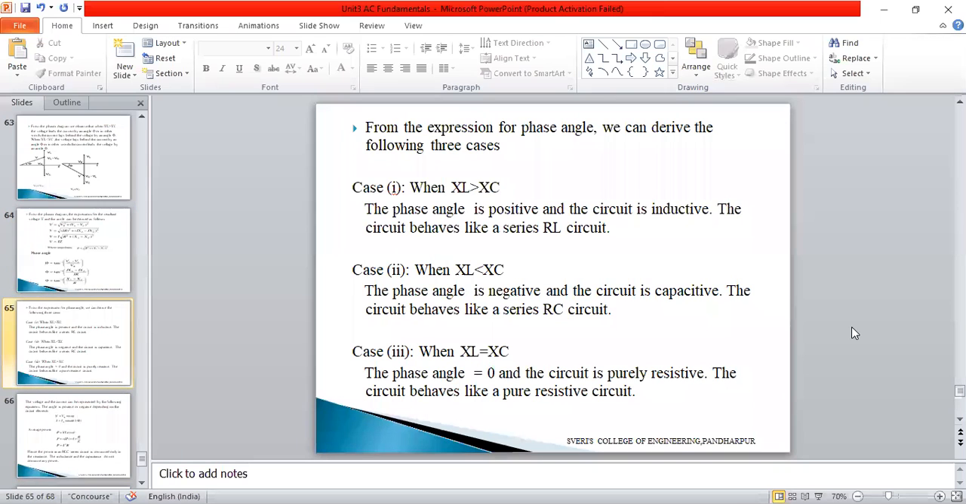One more equation you have to write down. In case 1, the current equation is I equal to Im sin omega t minus phi.